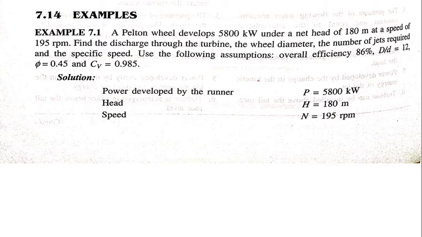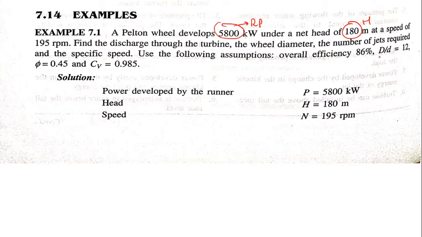So what is the power developed here? A Pelton wheel develops 5800 kilowatt of power. Whenever we say that a Pelton wheel develops, we have to consider this as the runner power. 5800 kilowatt is the runner power. This is the head at which it is working, and the speed N is 195 rpm. Find the discharge through the turbine, the wheel diameter, the number of jets required, and the specific speed. I will come to this later.